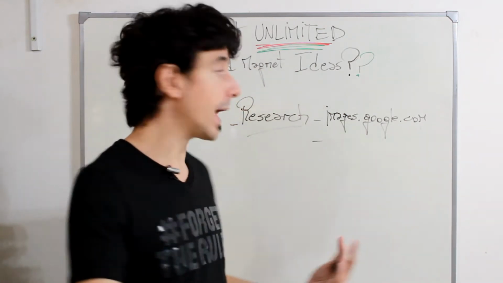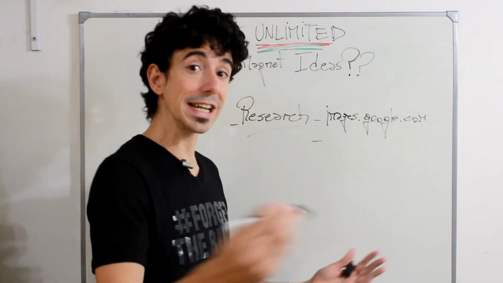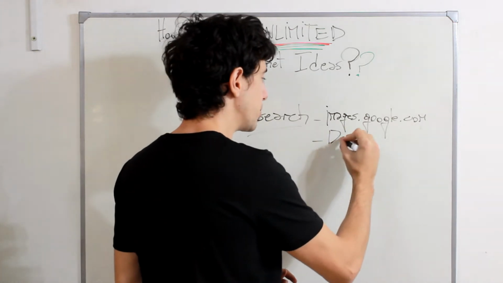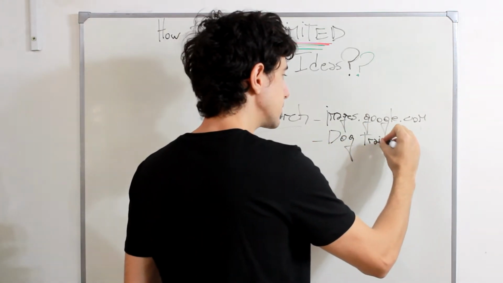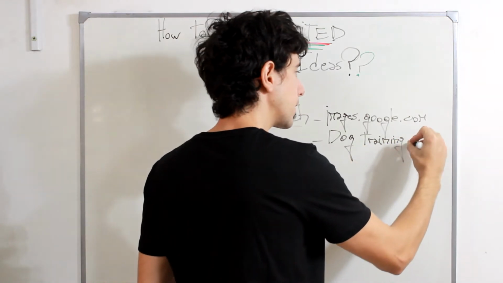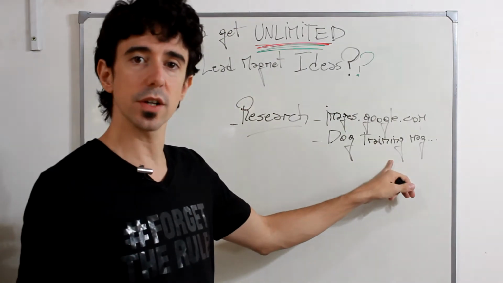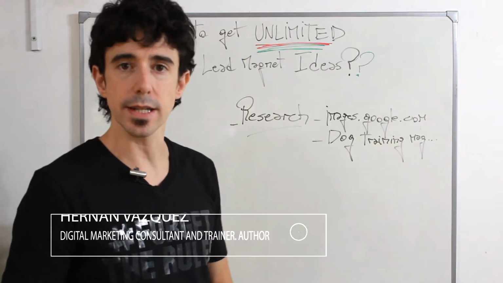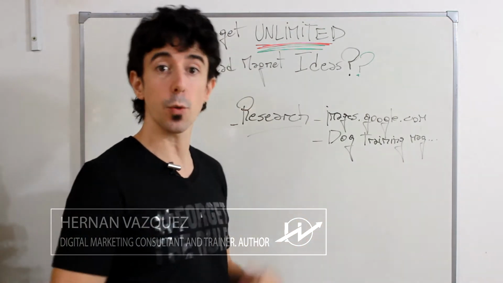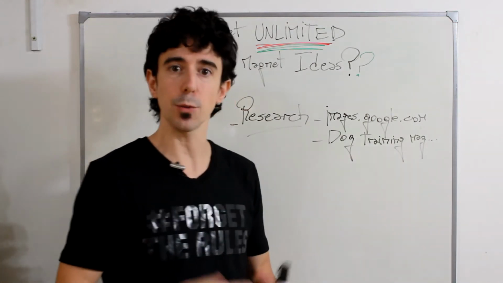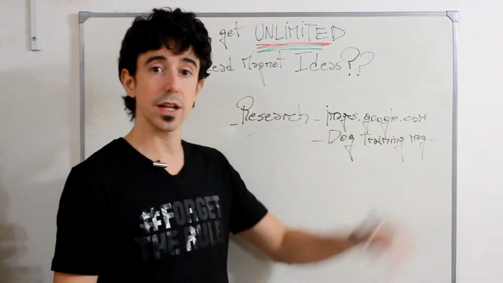So let's say that you are into the dog training niche. What you would do is put on the search bar: dog training magazine. Or I don't know, marketing magazine, or fitness magazine, or weight loss magazine, or diabetes magazine, whatever the niche you're in. Okay, you want to put this on images.google.com.